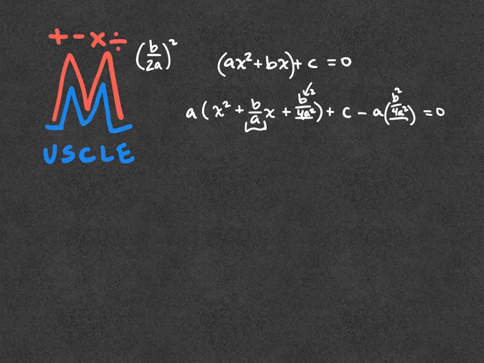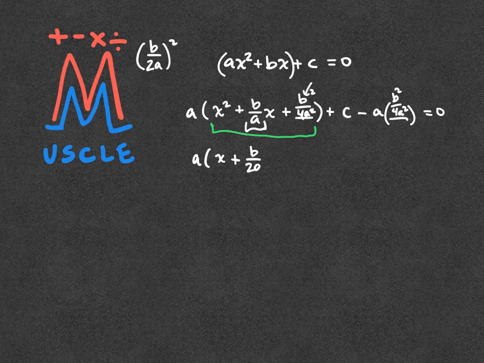Okay, let's clean this thing up a little bit. This is going to be a. This term right here, this trinomial here, is actually going to be compacted into x plus b over 2a squared. And we're going to add c, and we're going to subtract. And when I distribute this a in, it's going to reduce with one of the a's in the denominator. So I'm going to get b squared over 4a equal to 0.